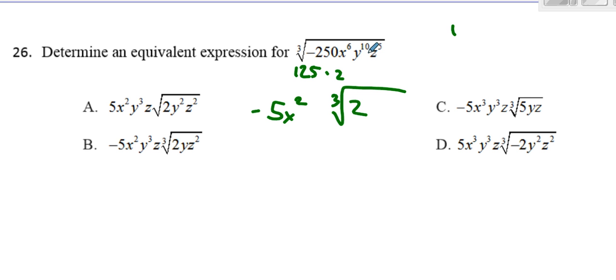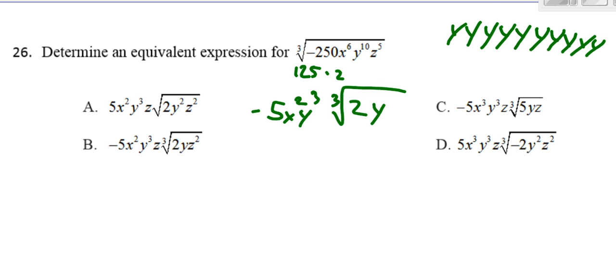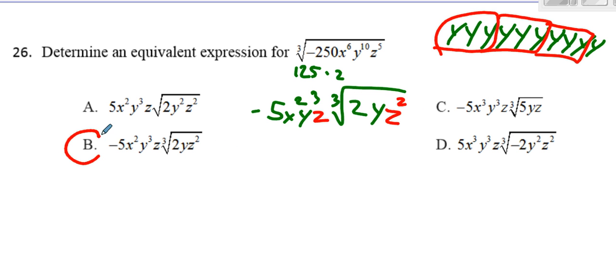If there's 10 y's, that means there's 3 sets with 1 left over. You could write them all out if you wanted to. Write out 10 of them. You want to see how many sets of 3. So there's a set of 3, there's a set of 3, there's a set of 3 with 1 left over. 3 sets, 1 left over. And then z to the 5th, that would be 1 set. That would be 2 z's left over. Two left over. So there it is.